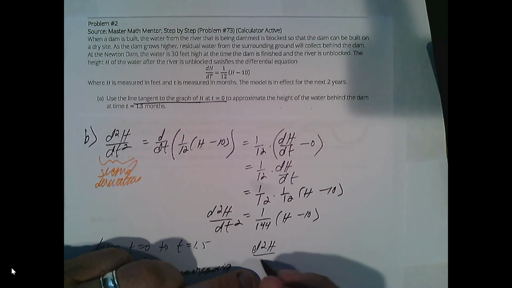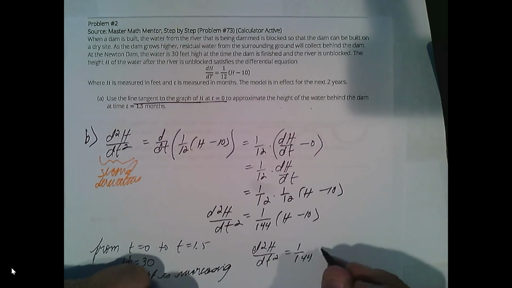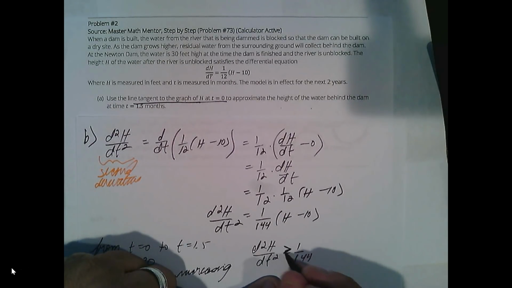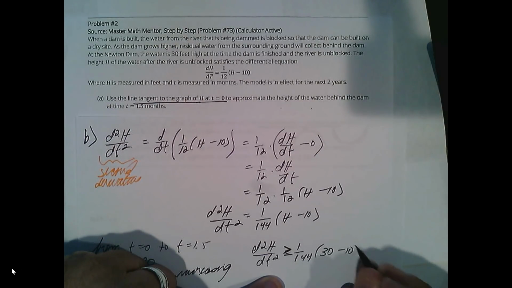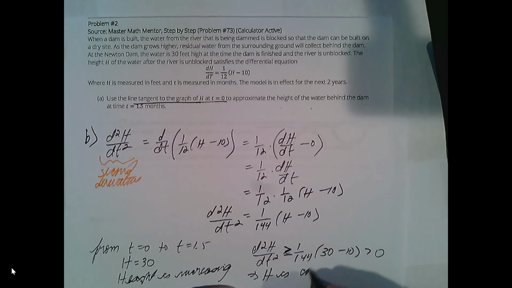Your second derivative then is going to be 1/144 times (h minus 10), but h is greater than 30, so your second derivative is always going to be greater than or equal to (30 minus 10) times 1/144, which is positive. Since your second derivative is positive on this interval, h is concave up. And as we mentioned earlier, if your graph is concave up, the tangent lines are below the graph.